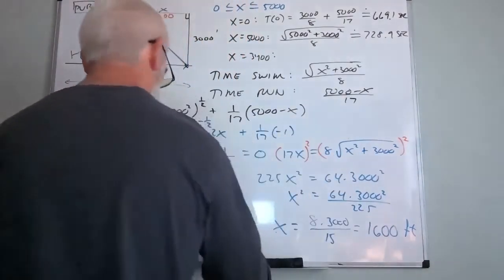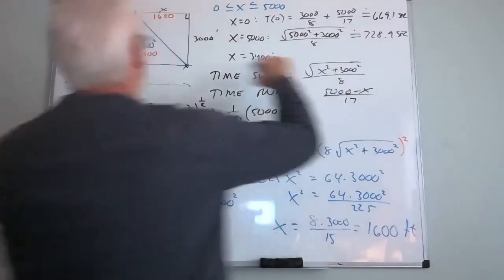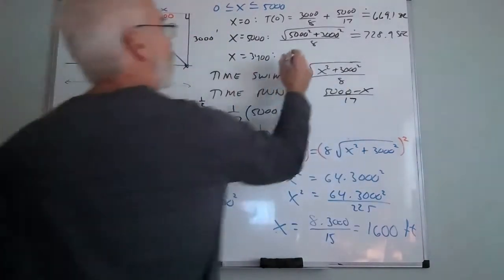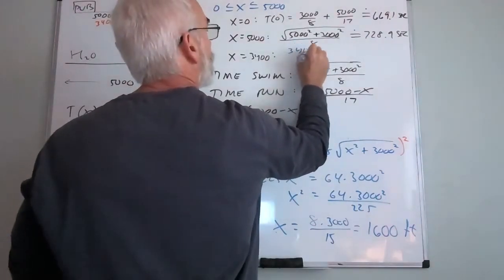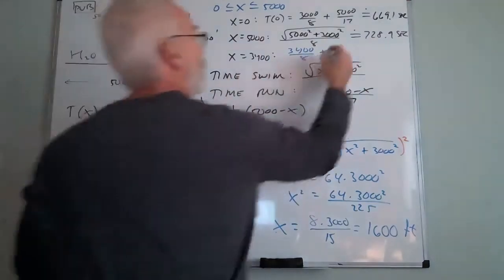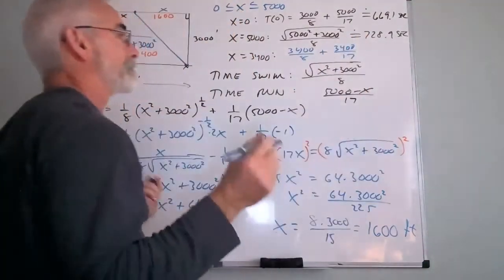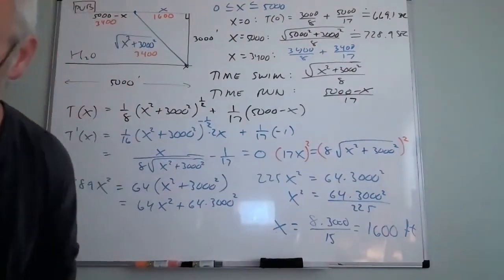And then finally, I'll do this in a different color. I don't want all this to run together. So now we just said we're going to swim 3,400 and we're going to run 3,400. That's coincidental, by the way. It just happened that way. And what does that give us?